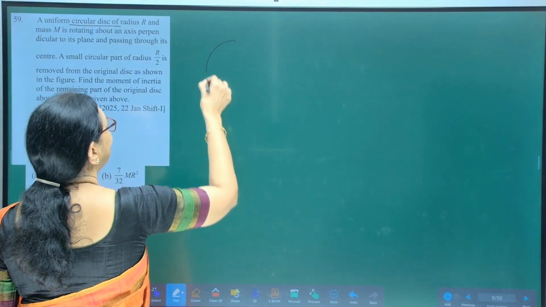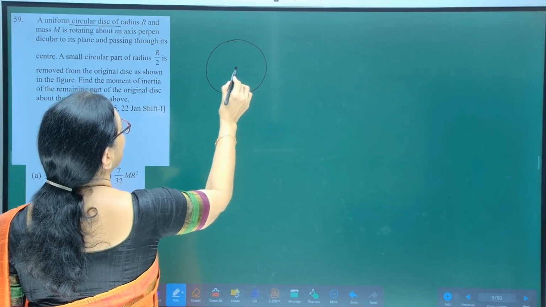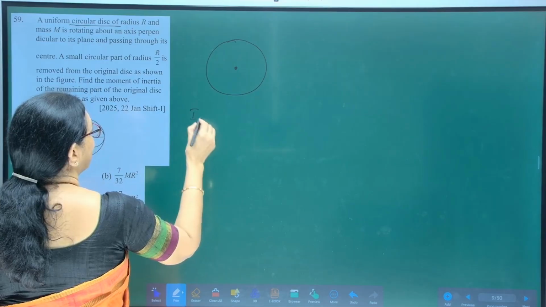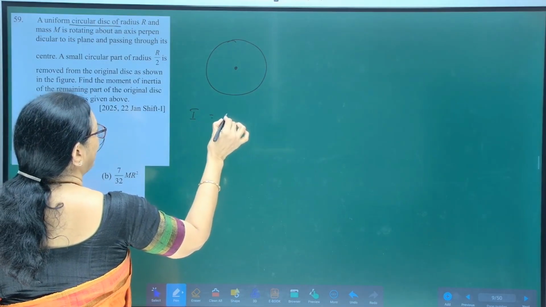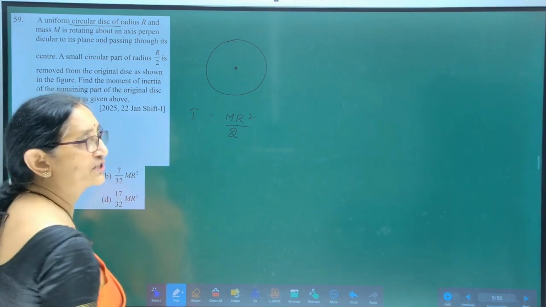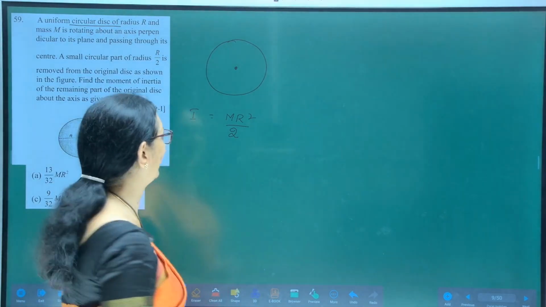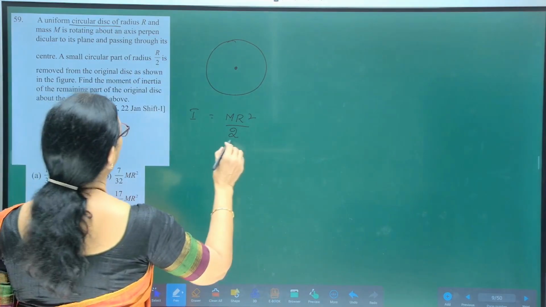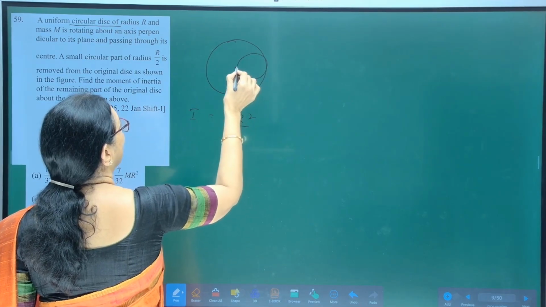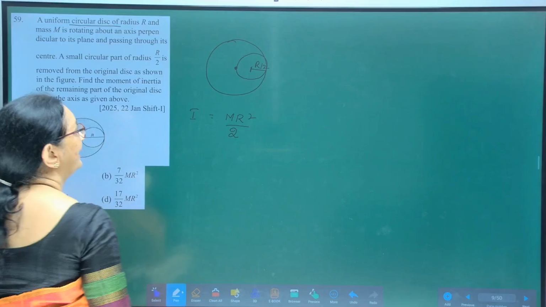Look here, let this be the circular disc. Moment of inertia of this about an axis passing through the center perpendicular to the plane, let us take that as I. This is equal to m r square by 2. Moment of inertia of a disc about an axis passing through the center perpendicular to the plane is m r square by 2. Now, from this a portion is removed from the edge as shown. So, diameter of this is r, radius of the removed portion will be r by 2.